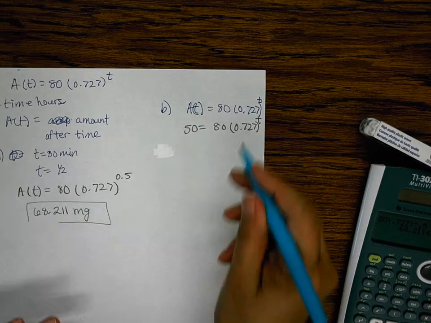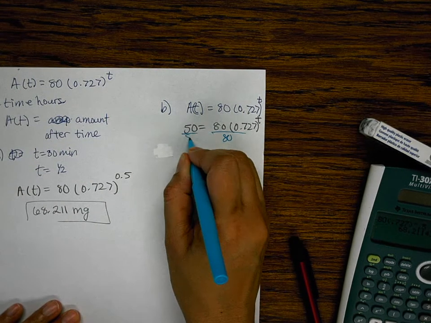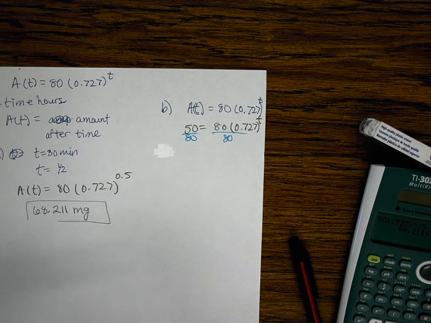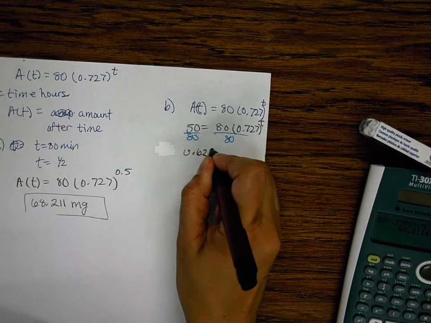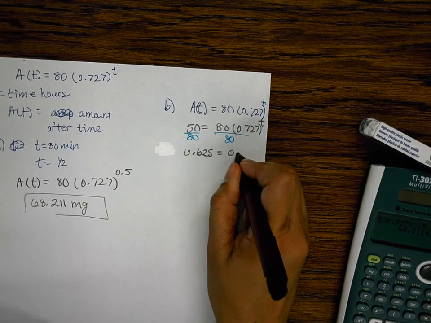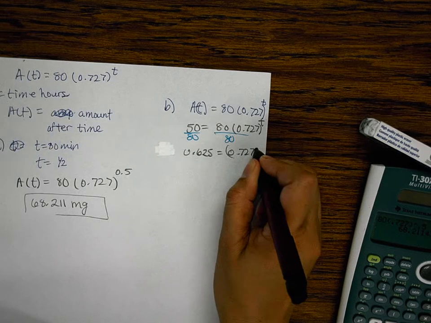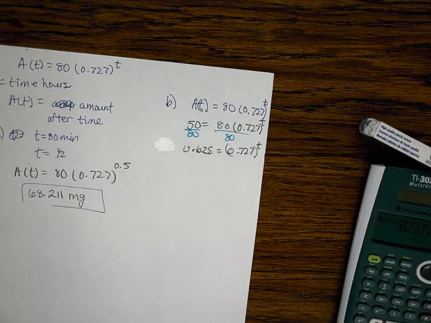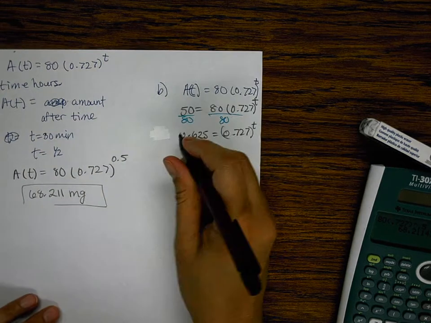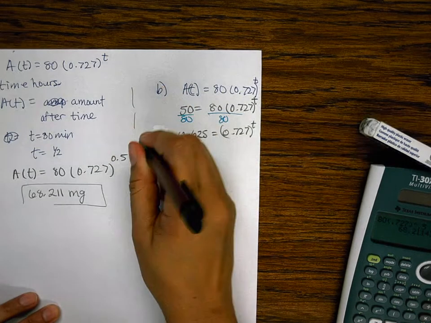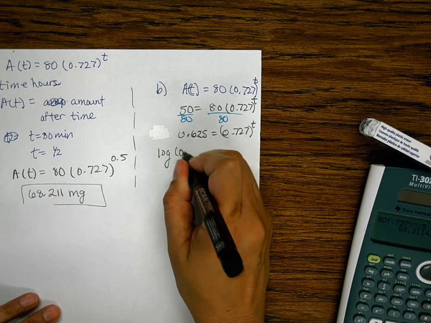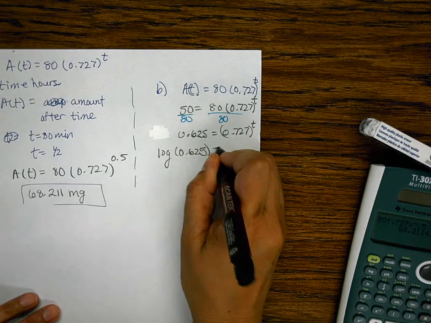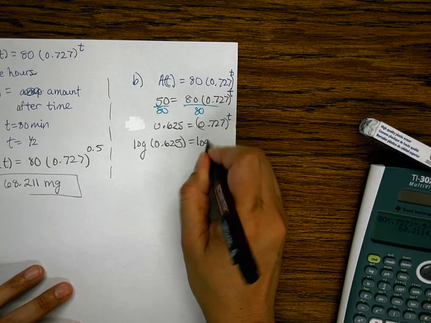So I'm going to divide both sides by 80. So plug that in your calculator, 50 divided by 80, and you get 0.625 equals 0.727 raised to the t power. Change to logarithmic form and then use your change of base, or the way I've shown you in class or in notes, is take log of both sides, not multiply by log, but take log of both sides.